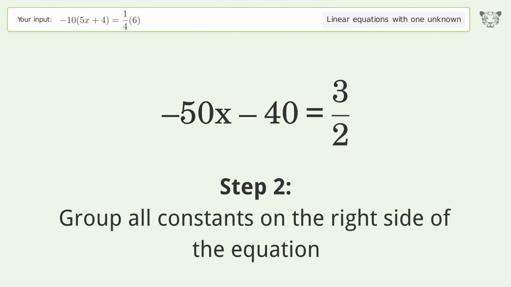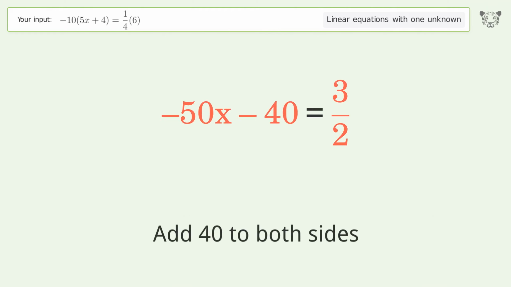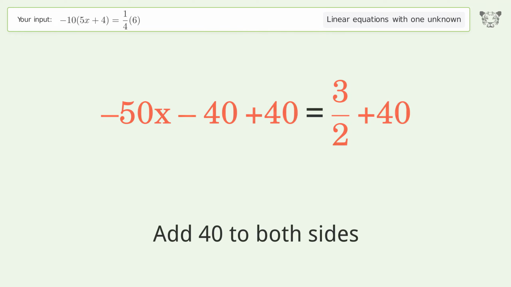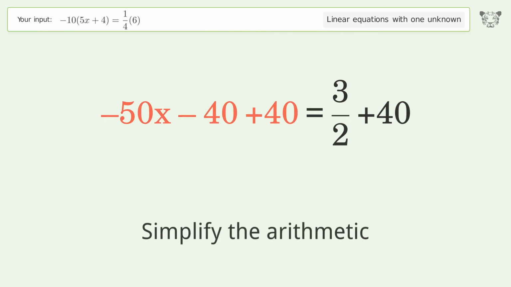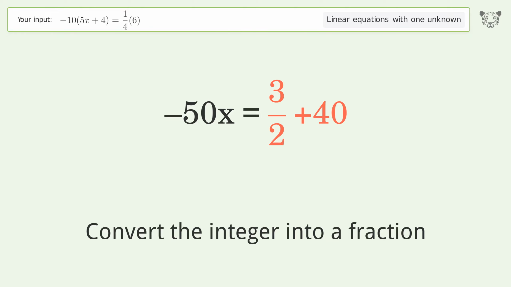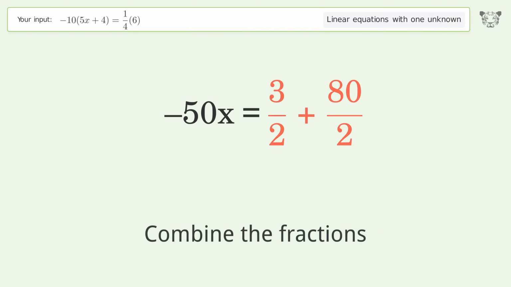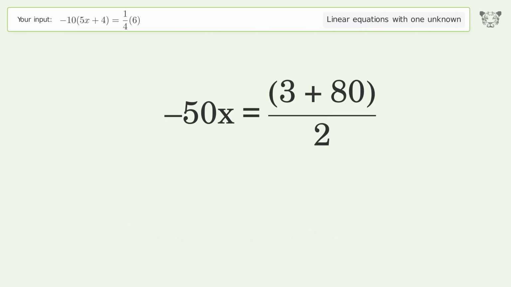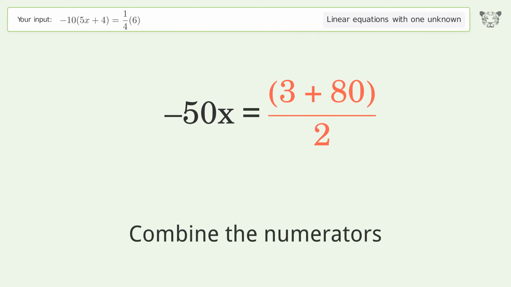Group all constants on the right side of the equation. Add 40 to both sides. Simplify the arithmetic. Convert the integer into a fraction. Combine the fractions. Combine the numerators.